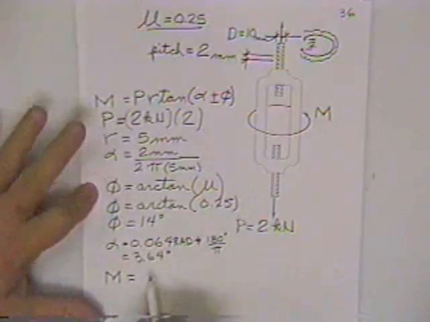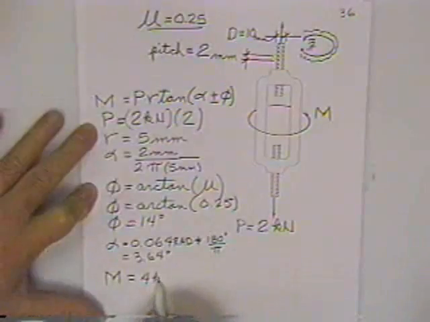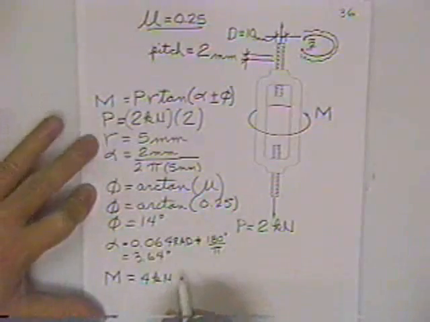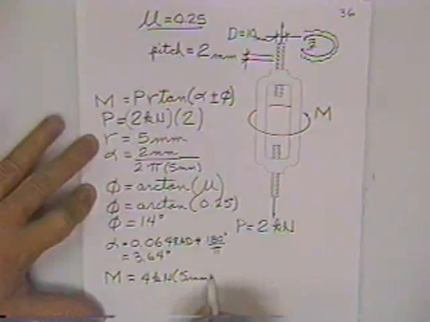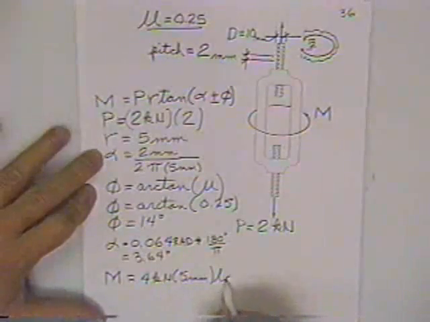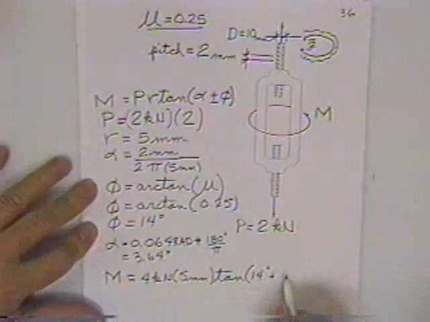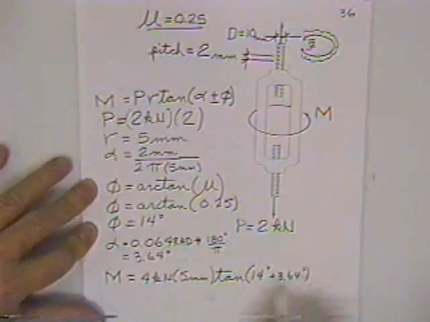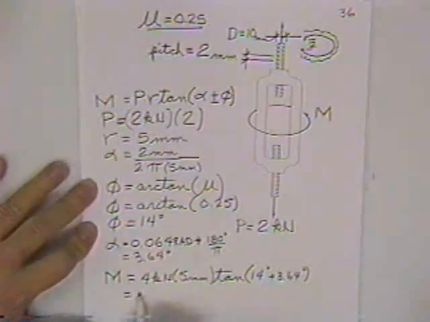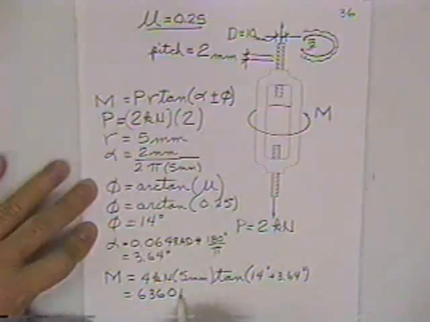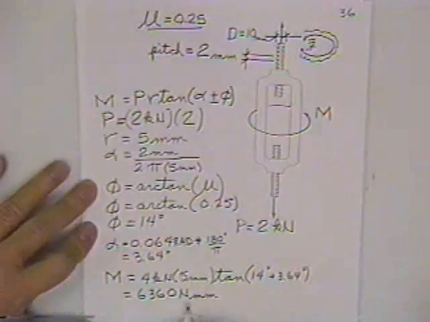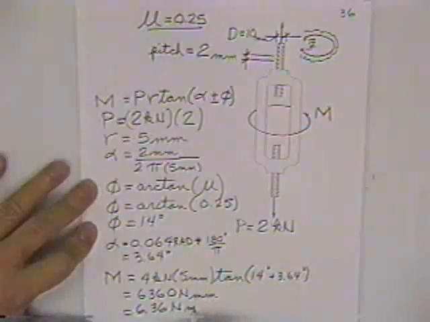The moment is equal to the load, which is 4 kilonewtons, multiplied times the radius, 5 millimeters, multiplied times the tangent of the angle 14 plus 3.64. You multiply all that out and you get 6360 Newton millimeters. A little unusual term there. It would usually be Newton meters, so probably the book would say 6.36 Newton meters.